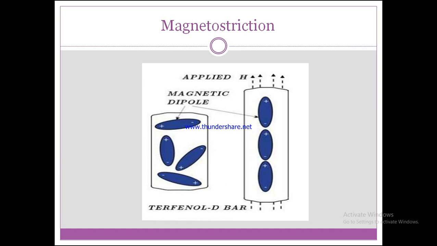Over here, the direction of the magnetic field is more important. The magnetic permeability is dependent on the magnetostriction effect. In fact, the magnetostriction effect should be minimized in order to obtain higher values of permeability.